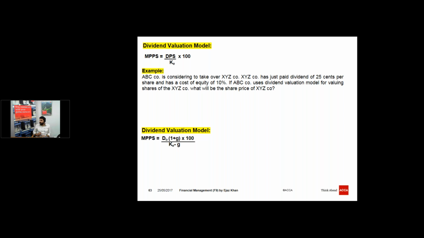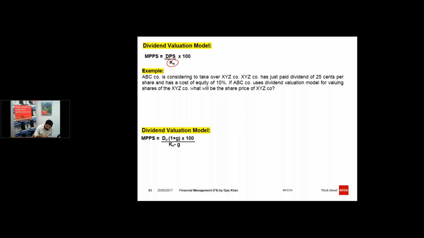Okay, let's take the dividend valuation model. Now, how do we calculate the value of the share using the dividend valuation model? Earlier, we used this model to calculate the cost of equity, remember? This time, we'll be using the same method for calculating the market price per share. So we have arranged this formula for market price per share.